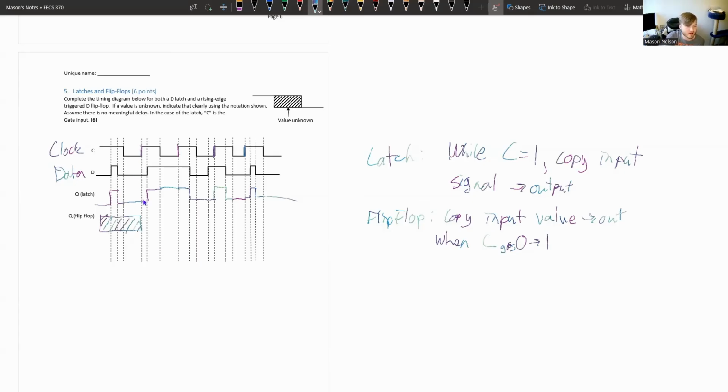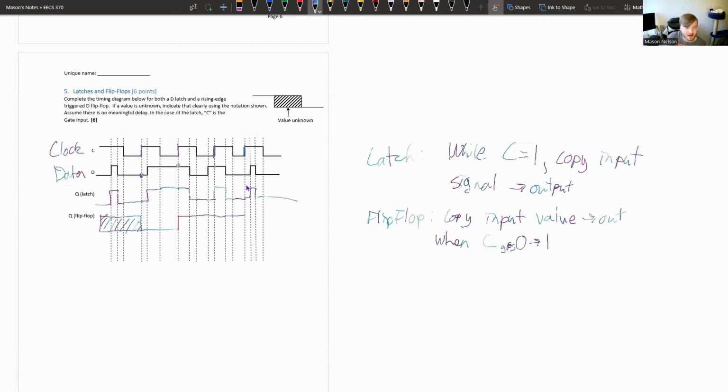But as soon as we get that clock edge, we see what the data value is. It's a 0. And so it'll be a 0 until the next clock edge. And then we have a clock edge. We see what the value is. It's a 1. So we're going to flip our output to a 1 and retain that until the next clock edge. At that clock edge, it's still a 1. So we can keep it at a 1 for that entire cycle.